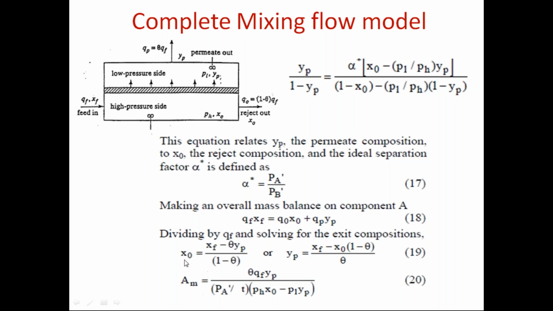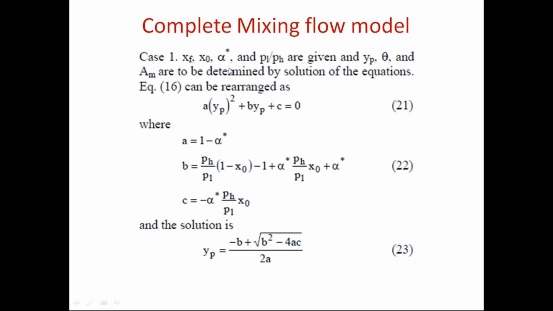And finally, the membrane area can be calculated by using this equation. However, you can see there are so many parameters which one has to consider. You can understand this complete mixing flow model, and the solutions for the problems, by taking two cases. In case one, the feed quality and reject quality are given, and then this is the system property, that is the ratio of the permeabilities, PL by PS.